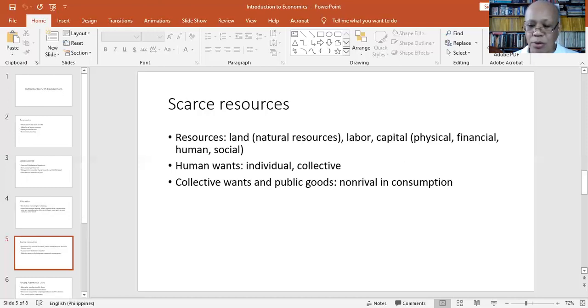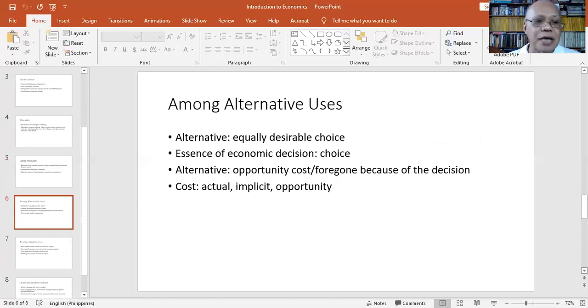Okay. Now, these choices are made among what are known as alternative uses. When there's a particular use in an alternative, what this means is that these are equally desirable choices. When one makes a particular choice, for example, taking a course like this, you could do other things, such as take a course in fine arts, sociology, culinary arts, mathematics, or perhaps take a physical education course.